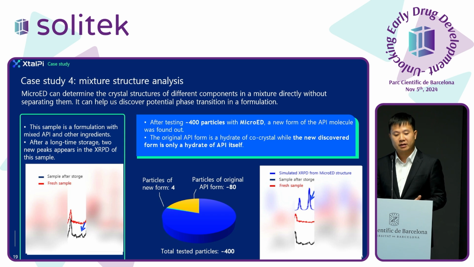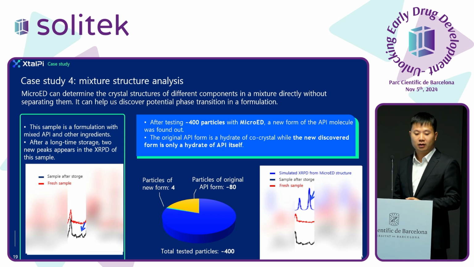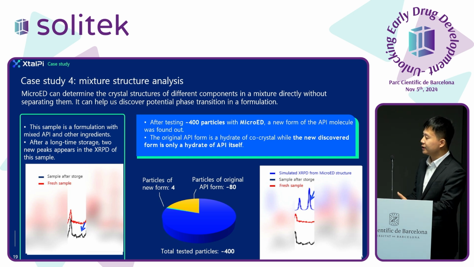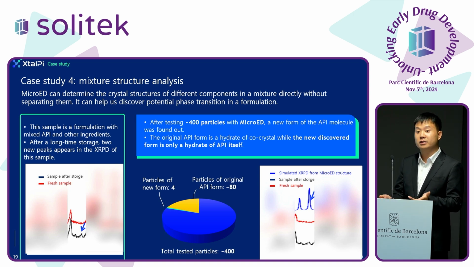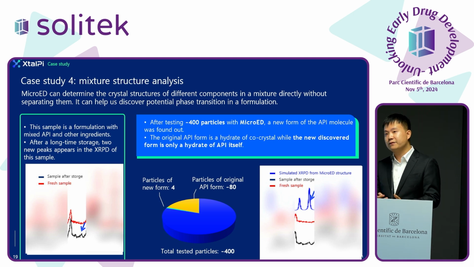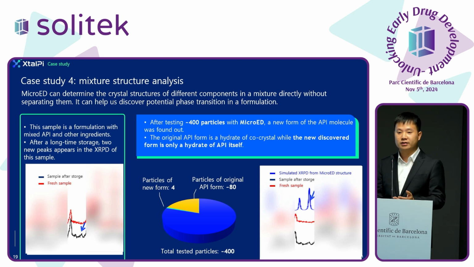Here, I want to show you an example of how we use MicroED for mixture analysis. This is a formulation study. The client did a long-term formulation stability study, and after some time, they observed a few new diffraction peaks appearing in the XRPD. They want to know where those peaks come from. They can come from a new form of the API, a new form of the excipient, or even a new form of the impurity, right? Traditionally, if you want to really solve the problem, you need to do all kinds of parallel experiments, and then maybe you will know the answer within a certain time.